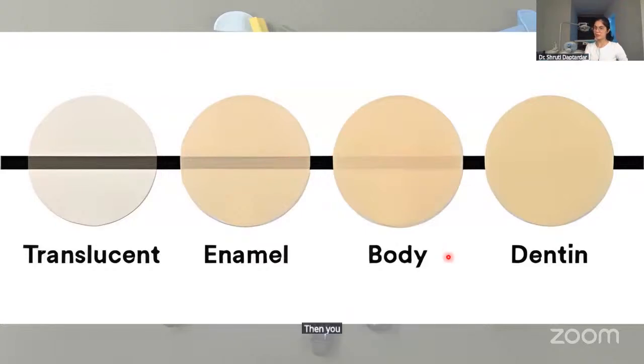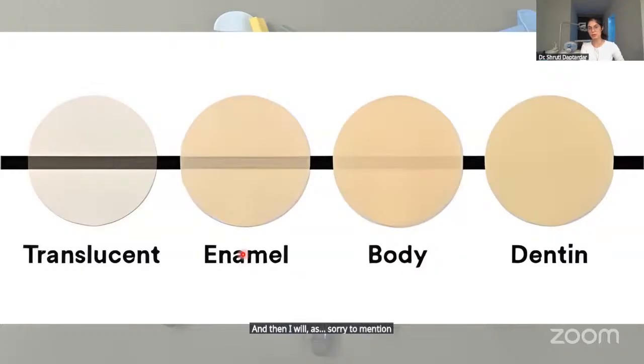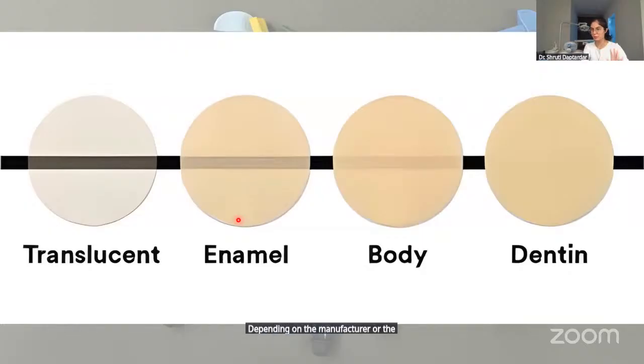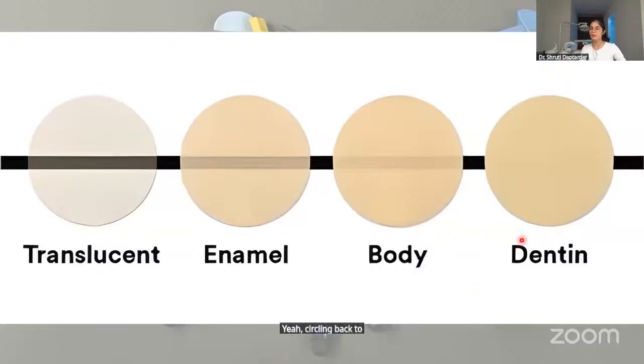Then you have something called as dentine composites. Dentine composites will be denoted as AO or AD based on the brand. And enamel, I forgot to mention that, will be denoted with AE. Depending on the manufacturer or the brand or company, they're just going to have different nomenclatures, but that is what they're hinting towards. Circling back to the dentine, it is chromatic, it is opaque, and it is going to be warmer.